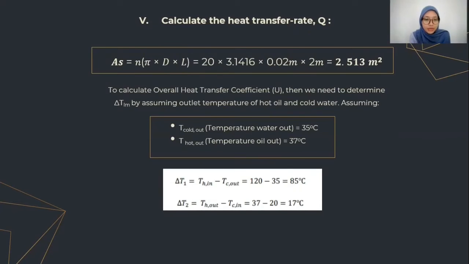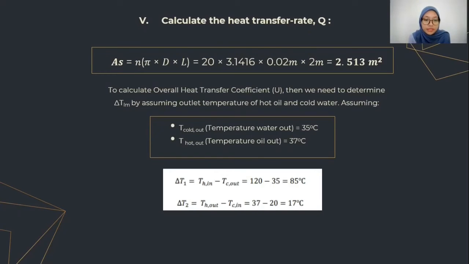Next step is to calculate the heat transfer rate. First, as mentioned before, we have set the type and the size of the proposed heat exchanger, right? So from there, we can find the surface area of the tubes of the heat exchanger. And by computing this area formula with the total number of tubes being 20, 0.02 meter inner tube diameter and 2 meter tube length, the surface area is found to be 2.513 meters squared.